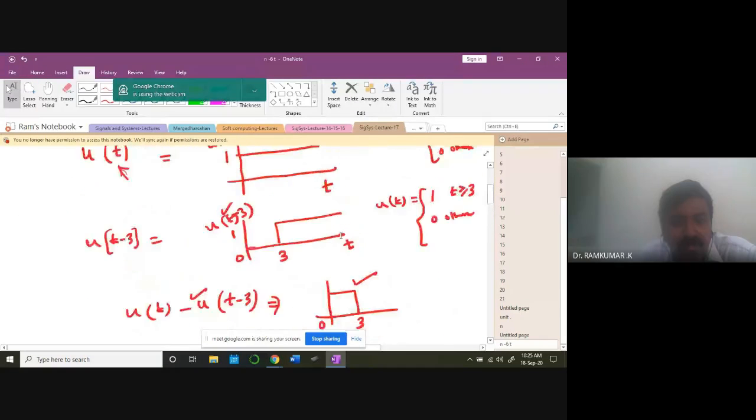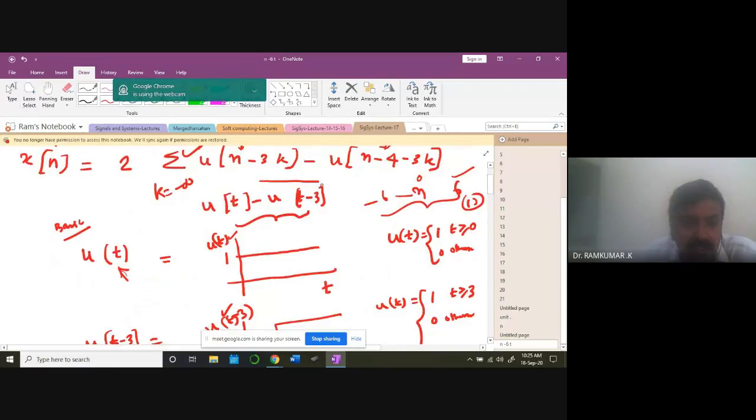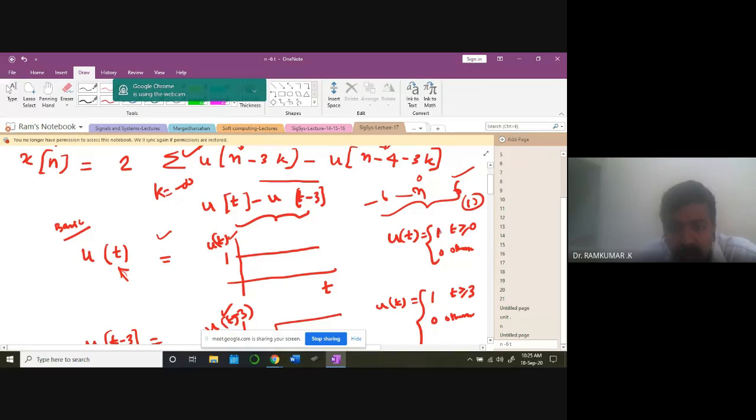Vamsi, please listen carefully. I will ask you, wherever you have difficulty, you stop me. Okay. So look at the first of all this waveform u of t. Are you comfortable with u of t? Can you define u of t like this: 1 for t greater than or equal to 0, 0 otherwise. Is it all right? That is the first signal.